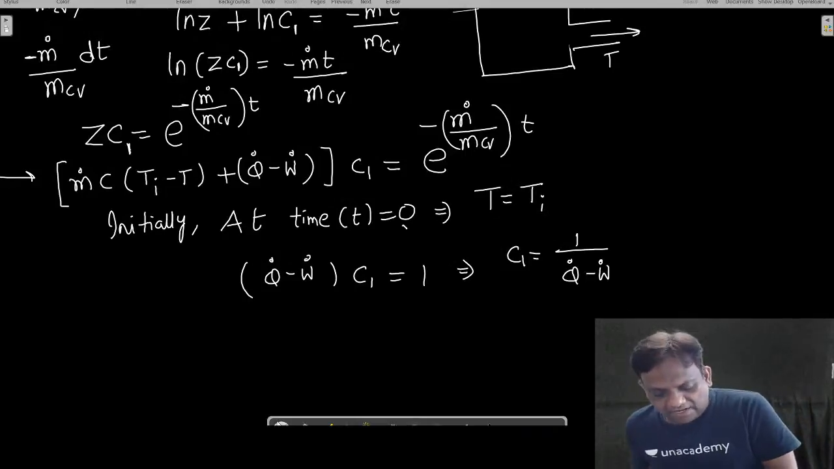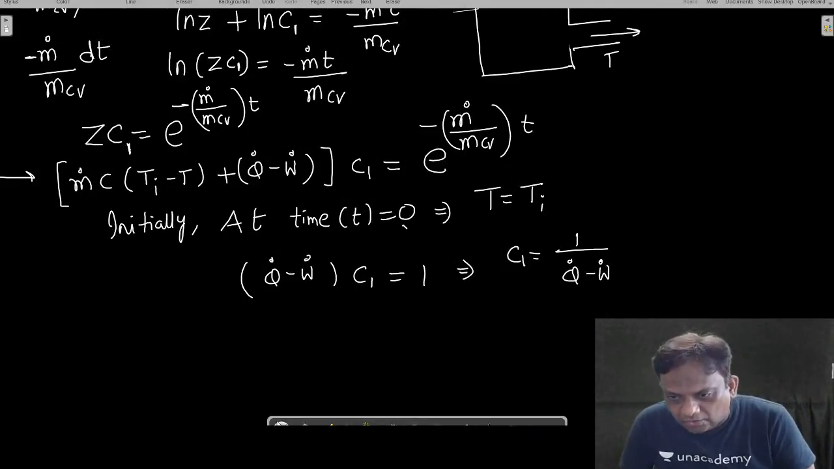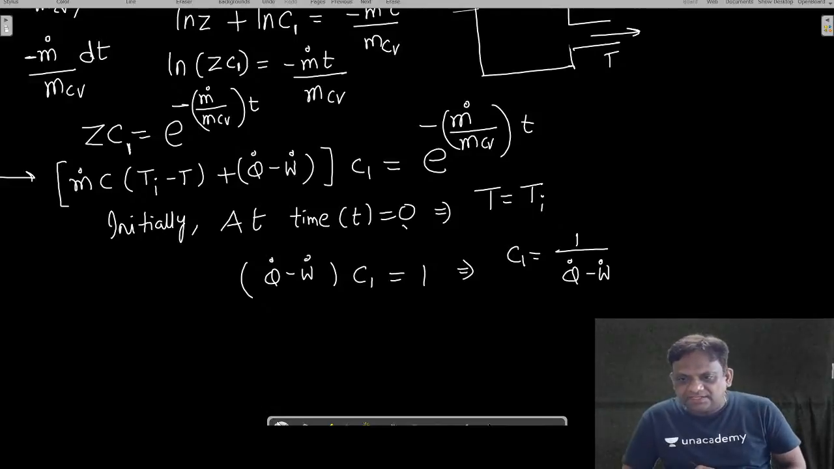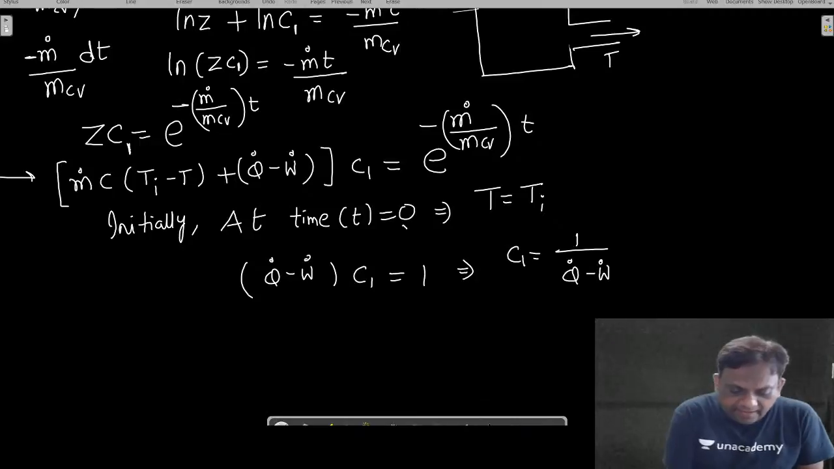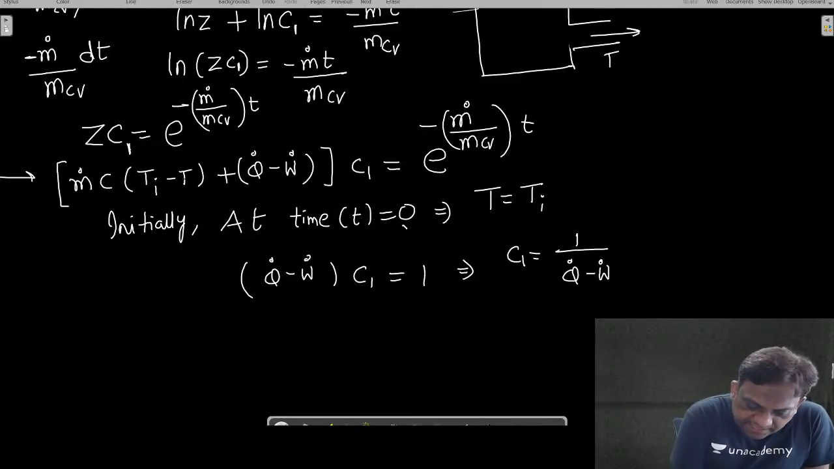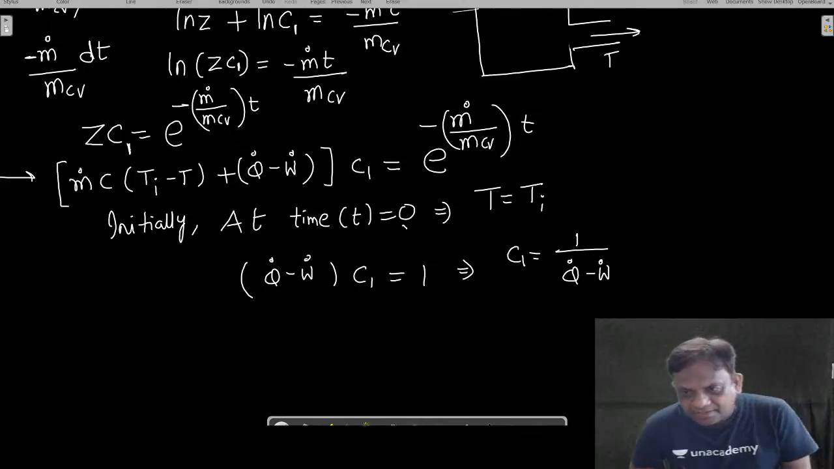Is it clear? Wonderful. Is 1 coming? No, how is C1 equal to 1, sir? Is it 1? Look, this value, T is Ti, so Ti minus T is 0. This is 0, but this is left now. Q dot minus W dot into C1 is this right-hand side. At T is equal to 0 it is 1. Is it correct?